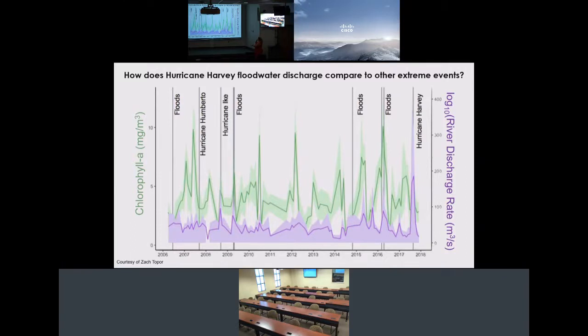I want you to focus a little bit more on the purple, if you might. These little lines outline different freshwater disturbance events. As we go through time, we see some spikes from hurricanes, some floods, the little peaks here in the purple. But when we get to where Harvey hit, we see that this peak is far above any of these other disturbance events in terms of its magnitude.